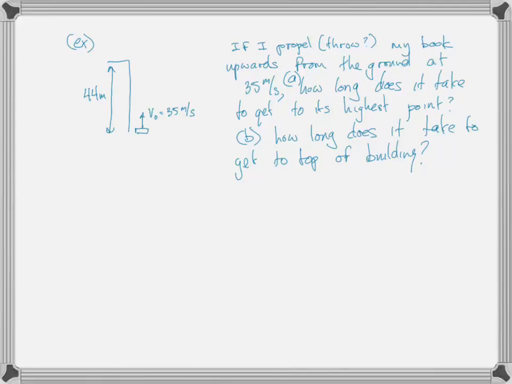Okay, let's do another kinematics example with gravity. Let's say that I throw my book upwards from the ground at an initial velocity of 35 meters per second. That's kind of fast, so I don't think I have the strength to do that. So I use some kind of elastic thing, a slingshot, to propel my book upwards.